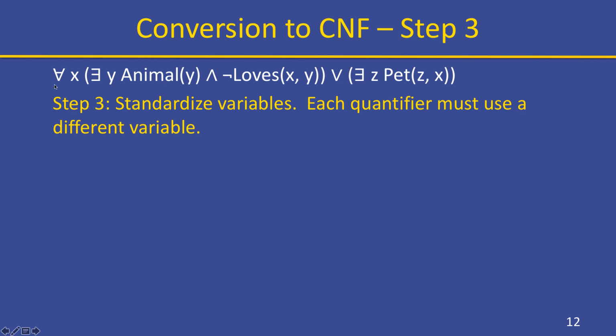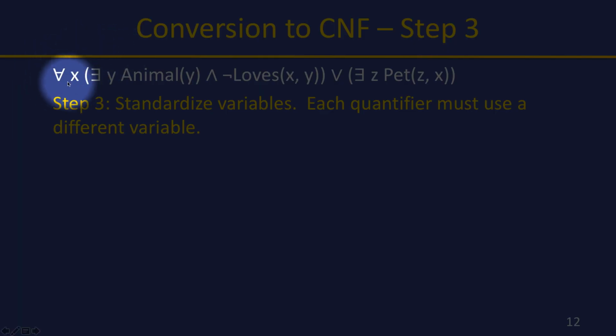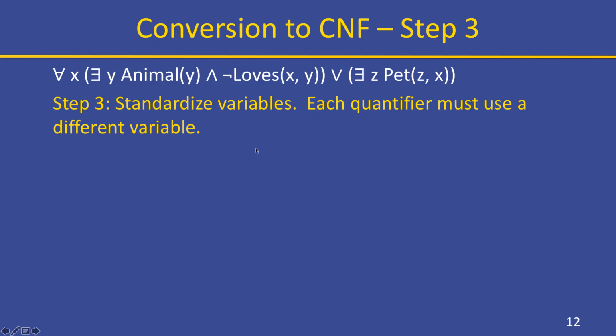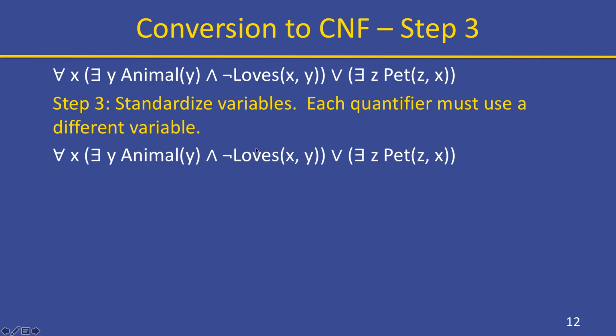Step 3, we need to standardize variables. Each quantifier must use a different variable. So here we have 3 quantifiers, the for all. The variable associated with it is x. We have a there exists, and the variable associated with it is y. And then we have another there exists, and the variable associated with it is z. So it looks like here our variables are already standardized. Each quantifier is already using a different variable. So for this example, we don't need to do anything for step 3.